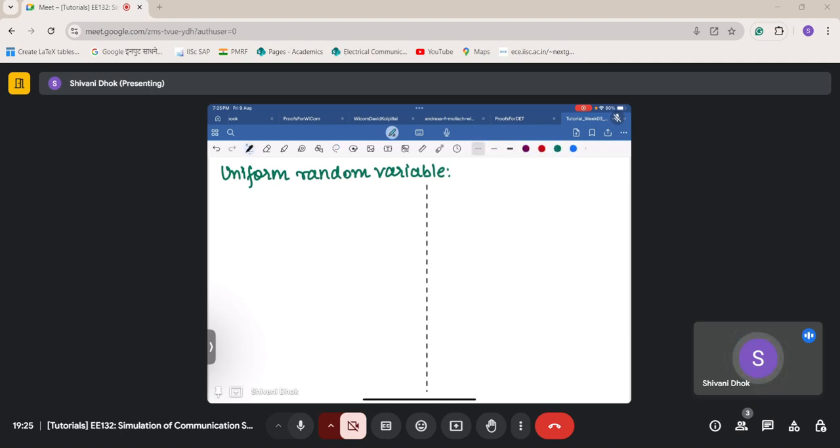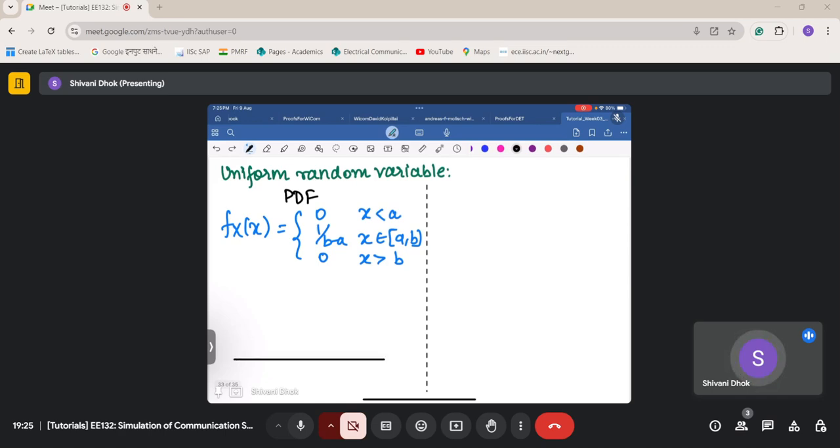So then we have its PDF. Its PDF is fx of x equal to 0 for x less than a, 1 upon b minus a for x belonging to a to b, and it is 0 for x greater than b. So how it looks is something like this.